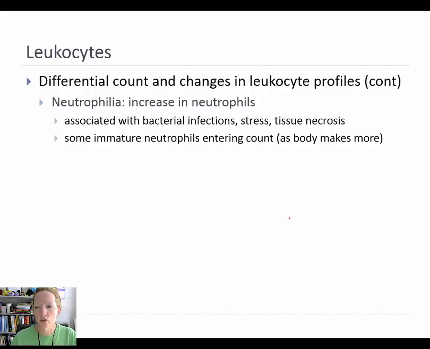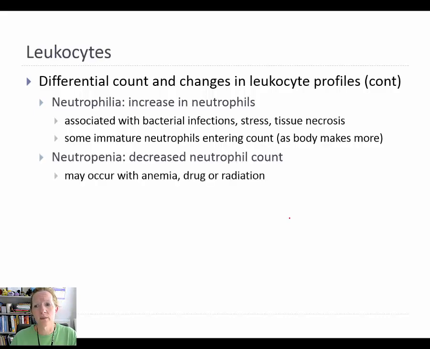So some immature neutrophils entering will count as well. That makes the body seem like they have a lot more neutrophils when they're immature and they really can't do anything. Let's take a look at what happens when you have a decreased amount of neutrophils. That's neutropenia, and that's going to be a decreased amount. That can happen with anemia. Drugs, radiation can actually go in and cause a decreased amount of neutrophils.